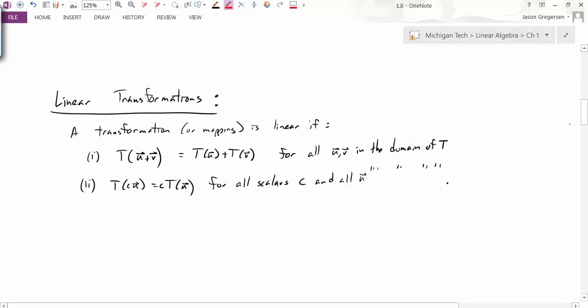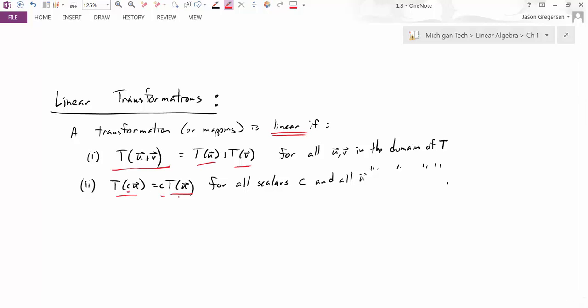We'll start off right away with our definition of a linear transformation. A transformation or mapping is linear if these two conditions hold. So we're given some vectors u and v, and this says that if we take the transformation of the sum of the two vectors, that's the same thing as taking the sum of the transformations of the individual vectors. That's the first property. And the second property says that the transformation of some constant c times a vector is the same thing as the constant times the transformation of the vector. So my transformation is linear if these two properties always hold.